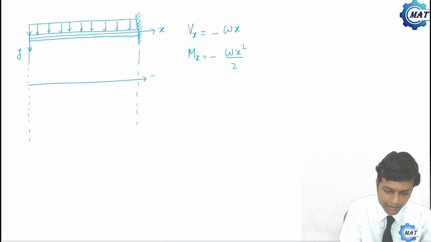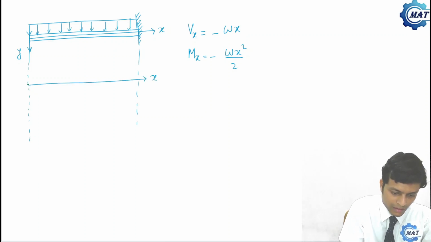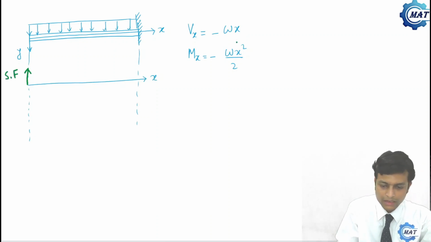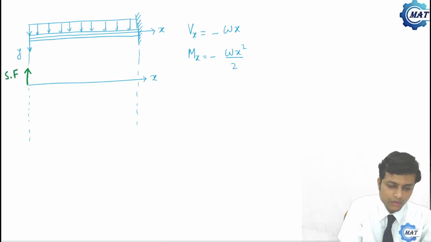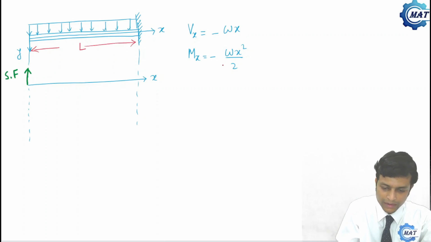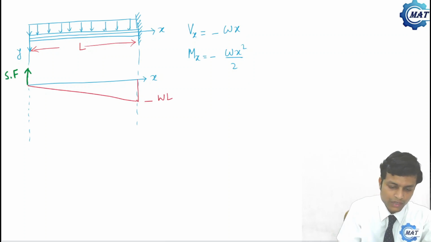If this is x and this is the shear force diagram, then shear force at x equal to 0 is 0, and at x equal to L, the length of the beam, it becomes minus wL, and this is a straight line. So this is the shear force diagram.